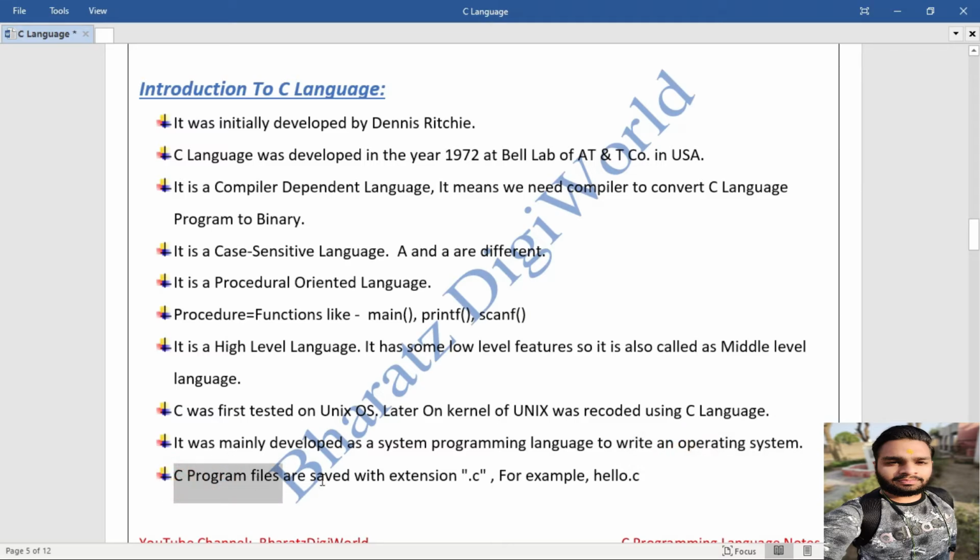C language files are saved with extension .c. We will save our file with extension of .c. For example, if I create a file named as hello, so I will write hello.c. This will tell our operating system that this is a C language file.